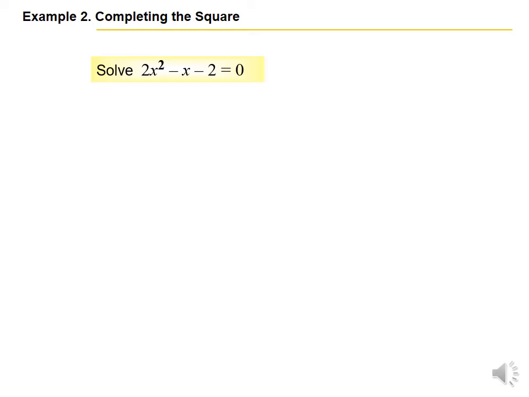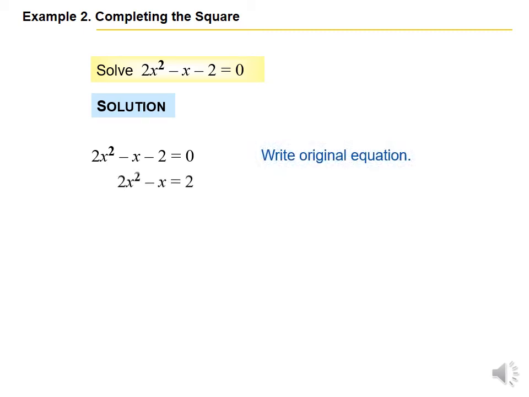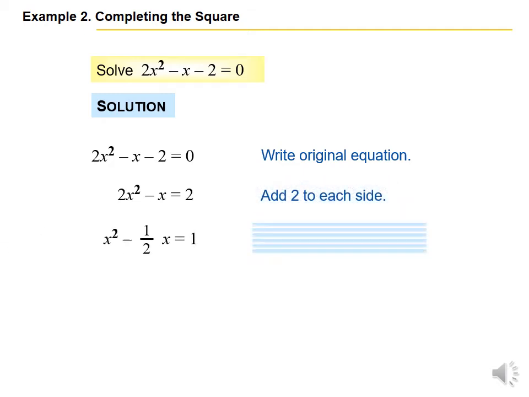Now here's another example to walk through. 2x squared minus x minus 2 equals 0. Well, let's write the original equation. And we need to bring the constant to the right side. So the only thing on the left side would be the 2x squared minus x. In order to complete a square, the coefficient of x squared must be 1. So we're going to divide each side by the coefficient a, which is 2. And we get x squared minus 1/2 x equals 1.